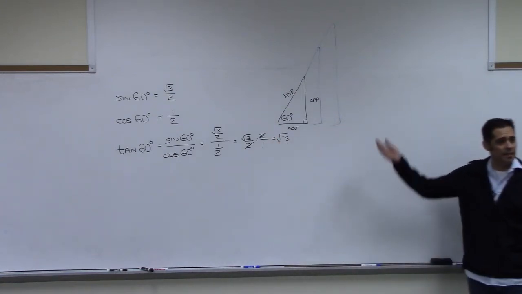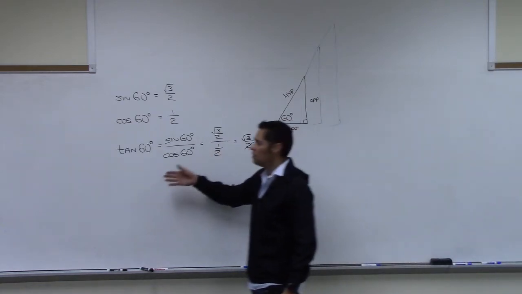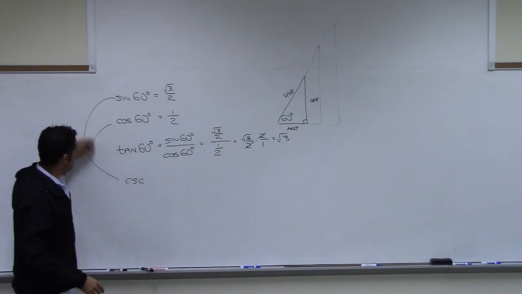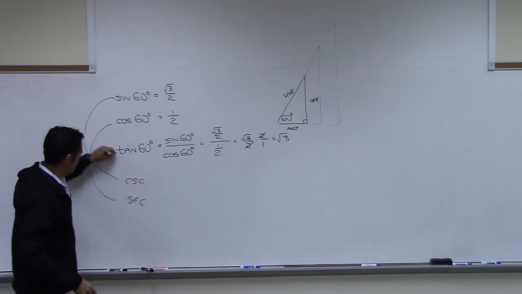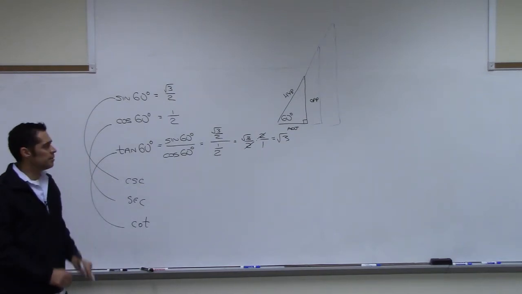And then do you think you could get the other 3 yourself? You're just going to take those and flip them over, right? So this one will give you, flip that one, we get cosecant. Flip this one, we get secant. Flip this one, we get cotangent. Handle that? Okay.